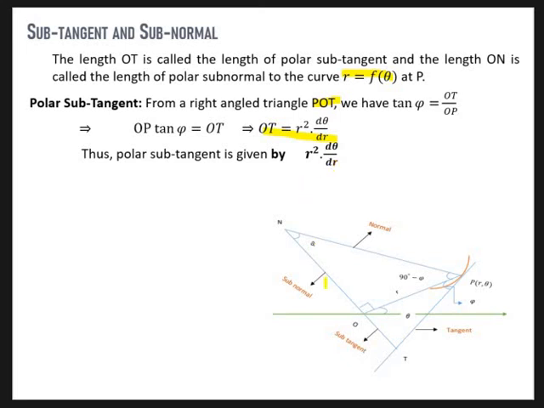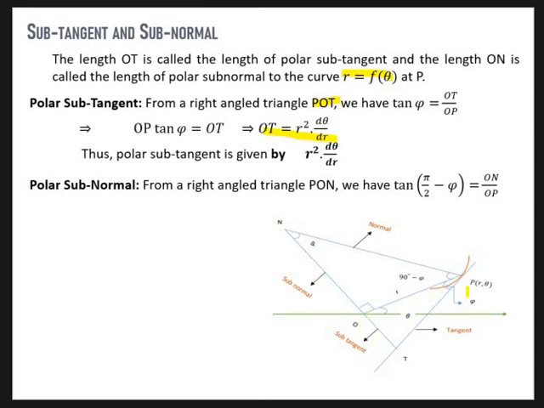Then similarly, polar subnormal, that is ON, from the right angle triangle PON. NPO angle is 90 degrees minus phi. So tan of 90 degrees minus phi is equal to ON by OP. Further, this implies that cot phi is equal to ON by OP. Why? Because tan of pi by 2 minus phi is cot phi.